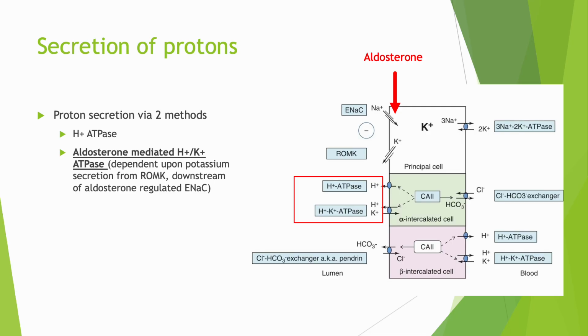So we can see here that in states of high aldosterone, this increases sodium reabsorption, which then increases potassium secretion via the ROMK. The extra potassium then stimulates the H plus K plus ATPase in the alpha intercalated cell to secrete protons, helping to eliminate extra acid from the body. We can also see that if high aldosterone is present either pathologically or due to high potassium levels in the body, then a secondary effect will be proton secretion, leading to lower acid levels in the body and higher bicarbonate levels in the serum, a state known as metabolic alkalosis.